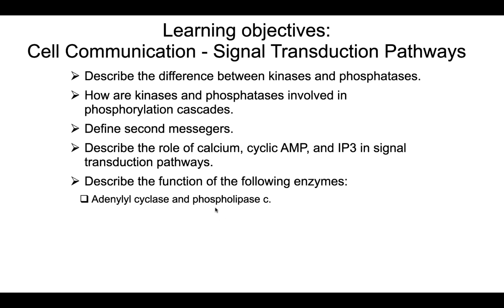After you watch this a few times, make sure that you can describe the difference between kinases and phosphatases. Take a look at how kinases and phosphatases are involved in phosphorylation cascades. Define second messengers. Describe those second messengers' role in signal transduction pathways. And describe the function of adenylyl cyclase and phospholipase C.